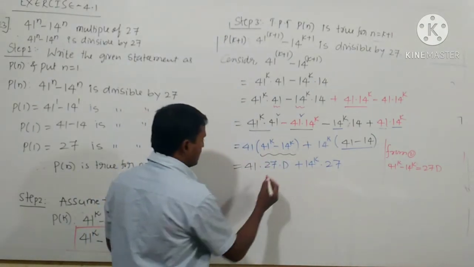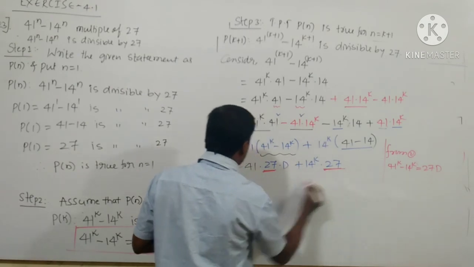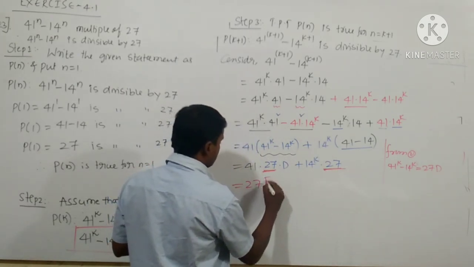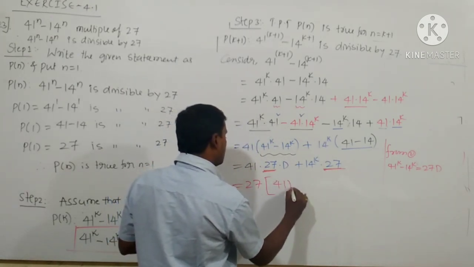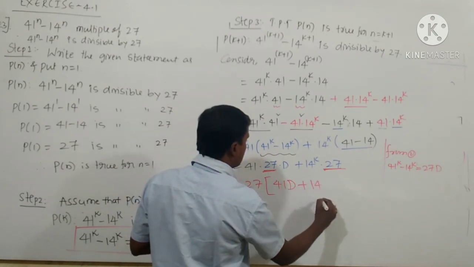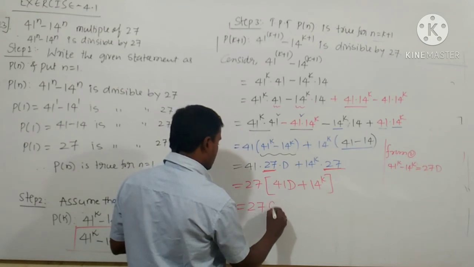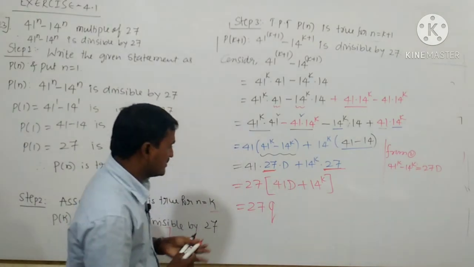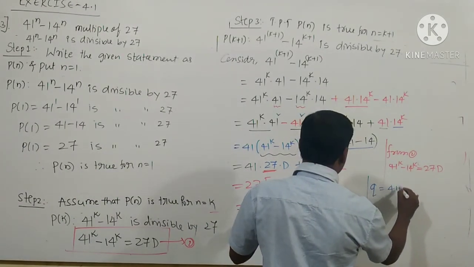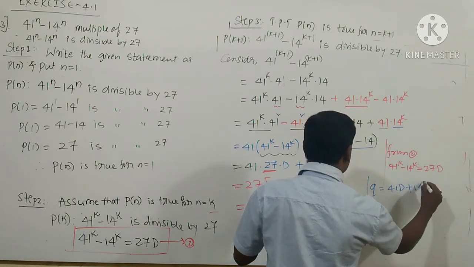So in these two take 27 outside. Okay, so therefore, clearly 27 outside means 41 into d plus here what is the remaining? 14 raised to k. So therefore we will write 27 into this term is q. So this q is equal to 41d plus 14 raised to k.